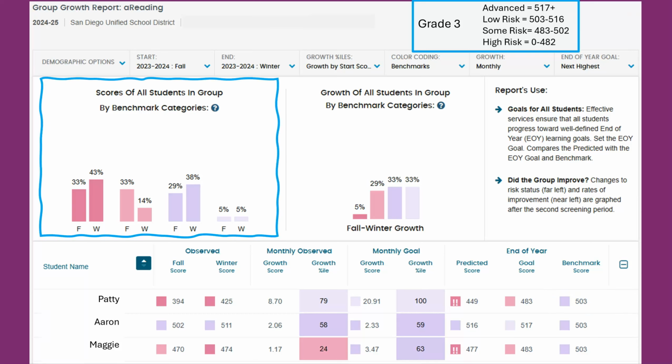This one is pretty straightforward. It tells you the percent of students at each risk level during each administration period. If you hover over the bar, it will tell you the number of students.